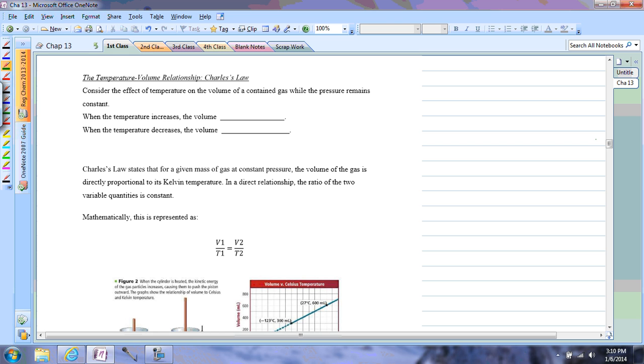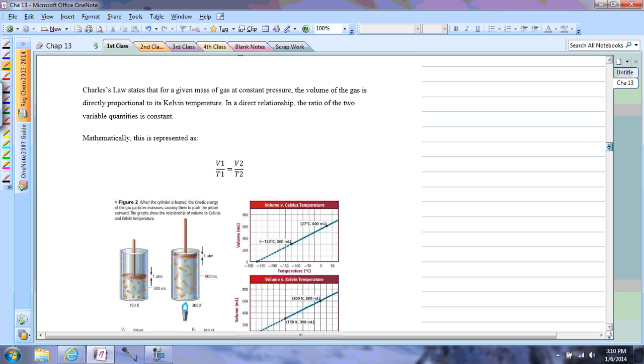The second relationship or law is Charles' law, and it relates temperature. We've already done it. When temperature increases, the volume increases. When the temperature decreases, the volume decreases. This is a direct relationship. In a direct relationship, the formula is this: volume divided by temperature will equal volume divided by temperature.